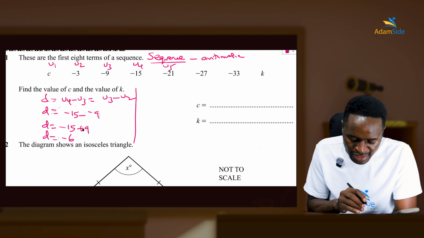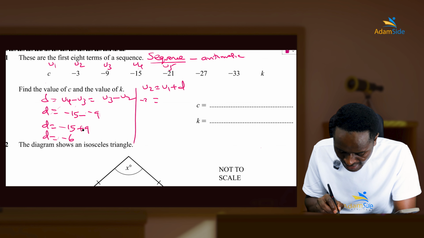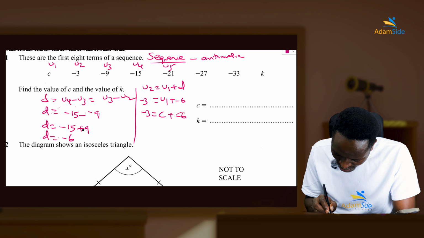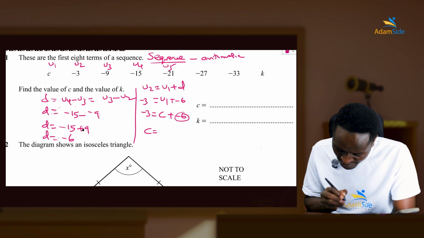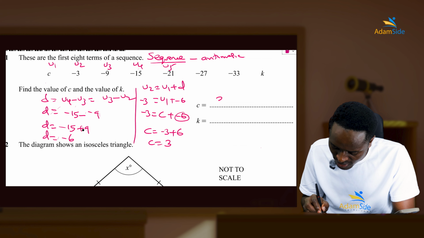So to get our first term, we know that U2 is equal to the first term U1 plus the common difference. So our U2 is negative 3. Our U1 we don't know, but we have our common difference, which is minus 6, so plus negative 6. So negative 3 is equal to U1, which is C, plus negative 6. So negative 6 goes the other side to make C the subject. So the first term, which is U1, will be negative 3 plus 6, which is 3. So obviously here you get 3.